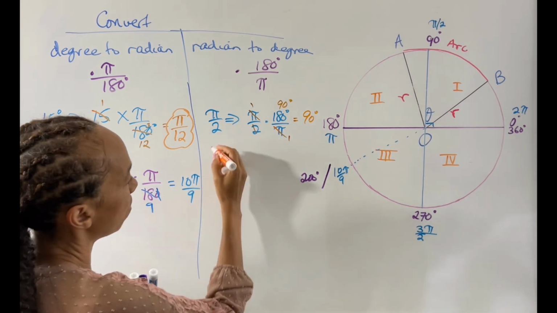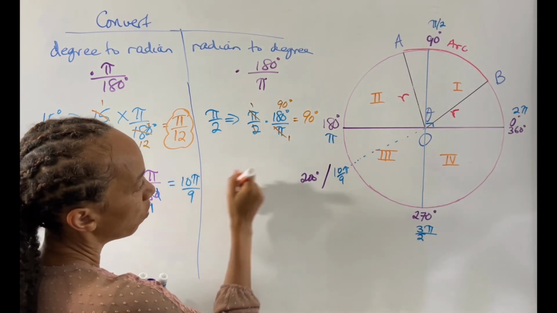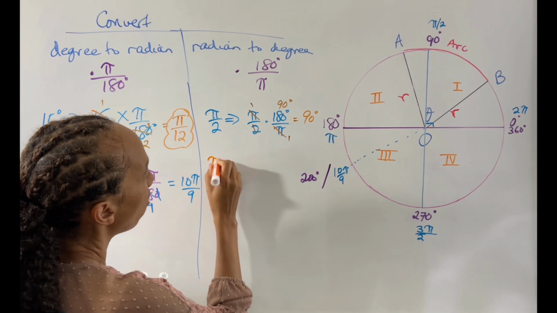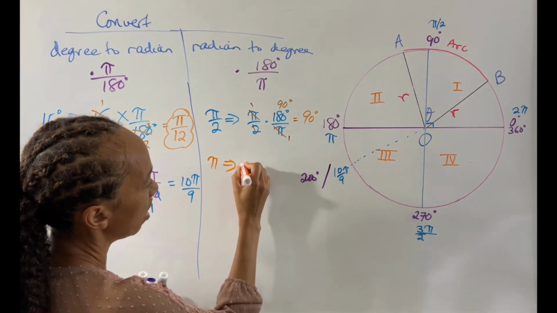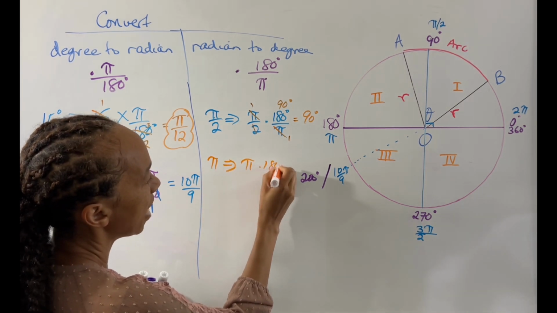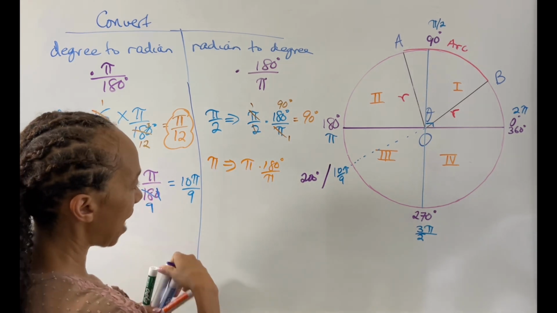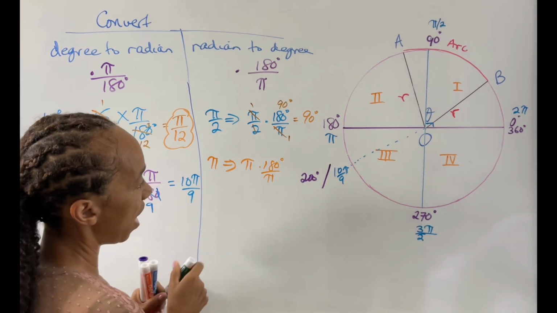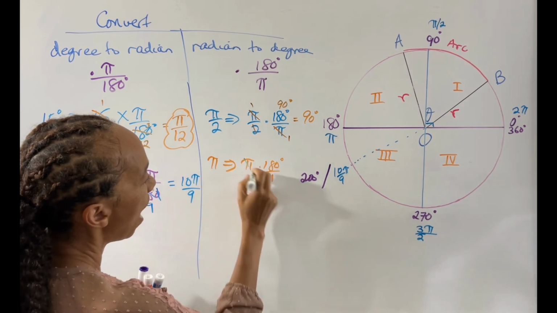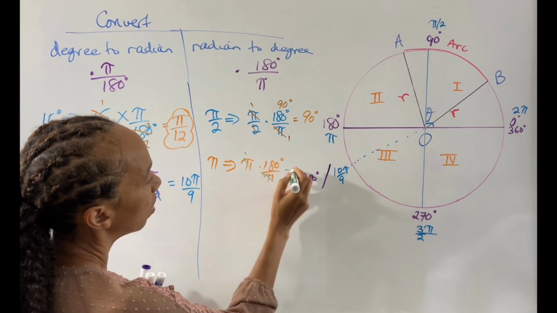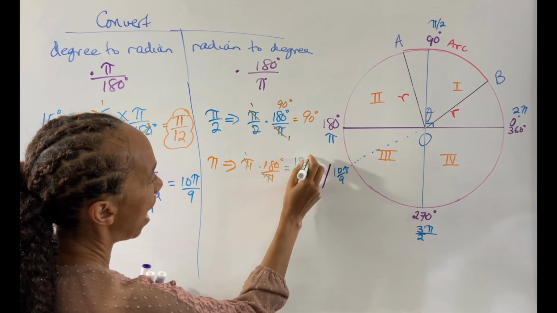You can do the same thing for pi. So we have pi and we need to convert it to degrees. So we have pi times 180 degrees over pi. The pi is going to be canceled out, and what you have left is simply 180 degrees as your answer.